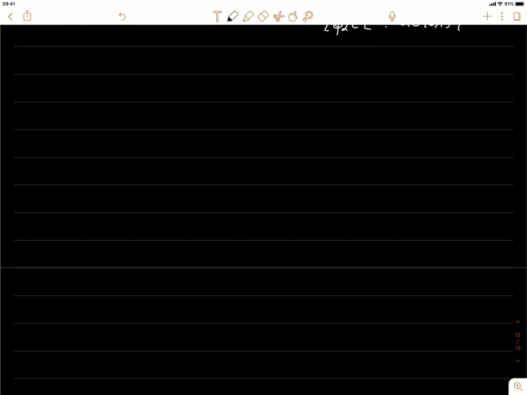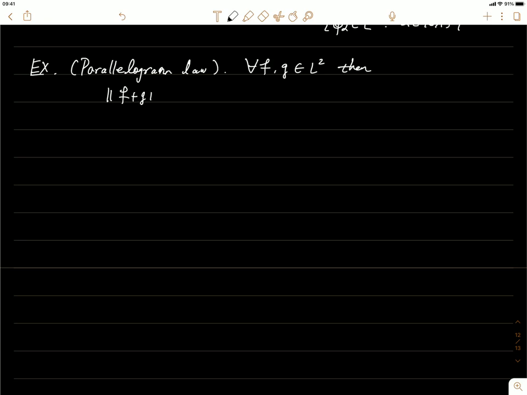Now let's consider an example. Again, I'm not going to give you the proof; it's pretty straightforward. It's called the parallelogram theorem or parallelogram law, which says that if you have f and g in L2, then the squared 2-norm of f plus g plus the squared 2-norm of f minus g is equal to 2 times the squared norm of f plus the squared norm of g. The proof is pretty simple: you just expand the squares on the left, cancel some things, and you end up with the right-hand side.